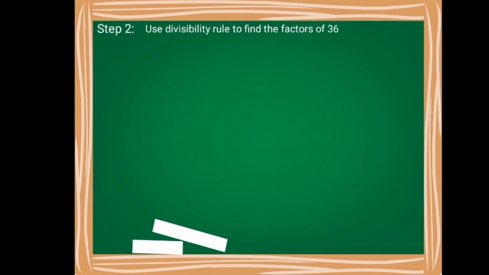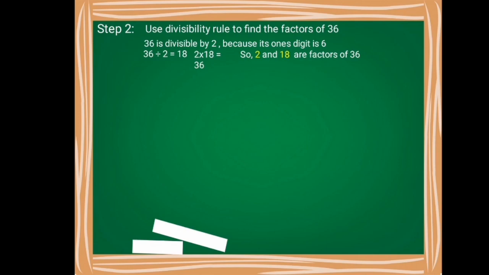Use divisibility rule to find the factors of 36. 36 is divisible by 2 because its ones digit is 6. So, 36 divided by 2 equals 18. When we multiply 2 times 18, makukuha natin ay 36. So, 2 and 18 are factors of 36.